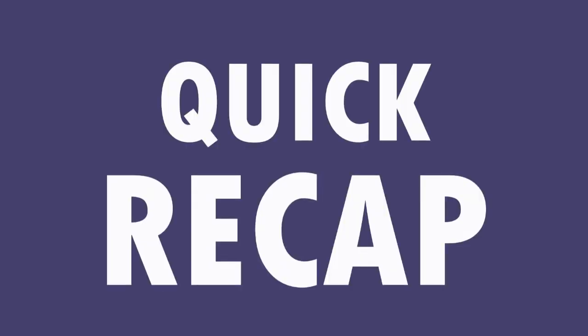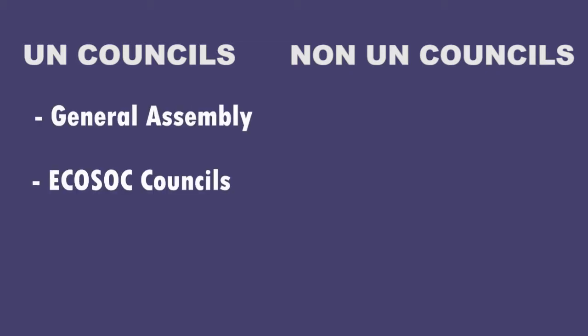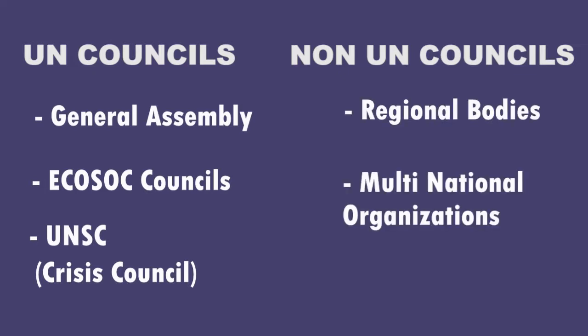So, a quick recap of what we talked about today. We classified councils into UN councils and non-UN councils. UN councils consist of the General Assembly, ECOSOC, as well as UNSC, which is most of the time what you would call a crisis council. Non-UN councils consist of regional bodies, multinational organizations, and special councils such as fantasy, historical, or futuristic. Crisis councils can either be singular or joint, and in some councils, instead of representing a country, you will be given the role of a person or a character.